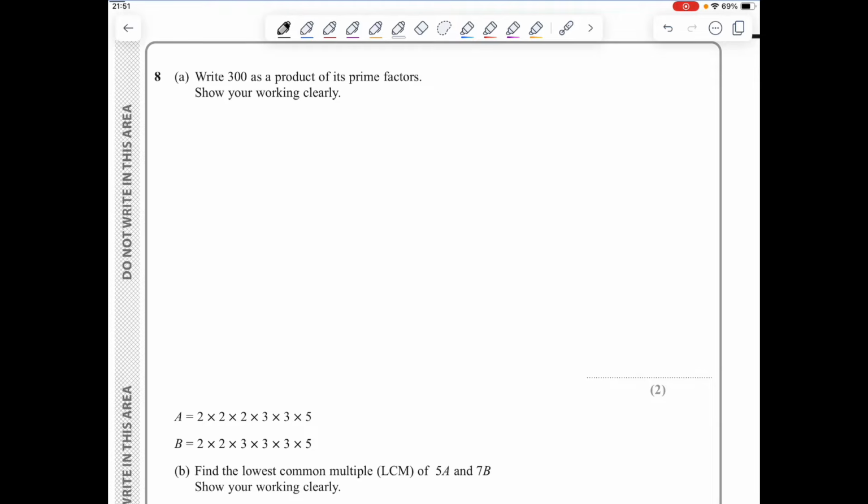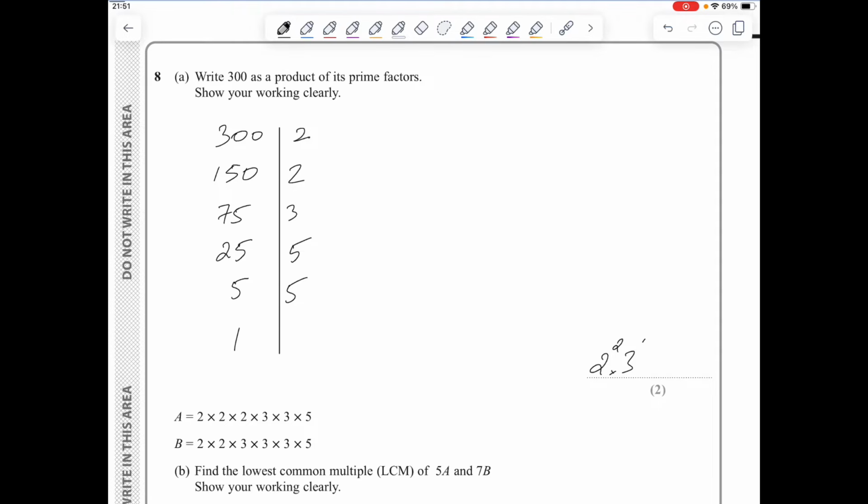For part A, I will divide 300 by prime numbers. So let's start. 300 divided by 2 is 150, divided by 2 is 75, divided by 3, that's 25, divided by 5, you get 5, divided by another 5, you get 1. Therefore, 300 is 2 to the power of 2 times 3 to the power of 1 times 5 to the power of 2.